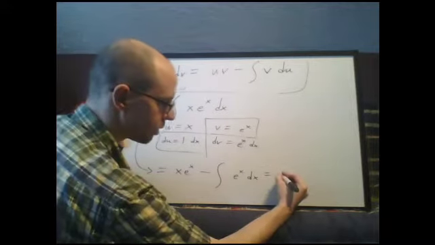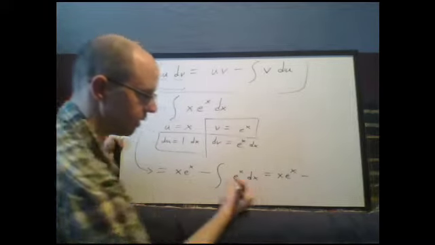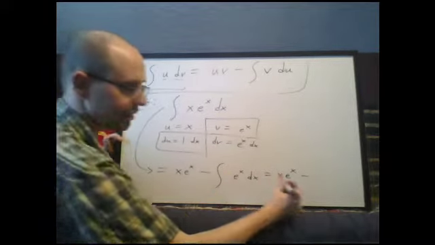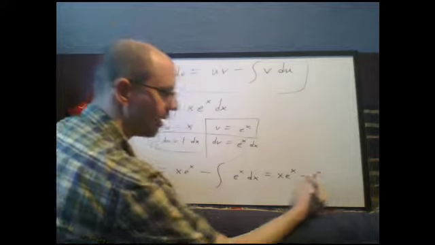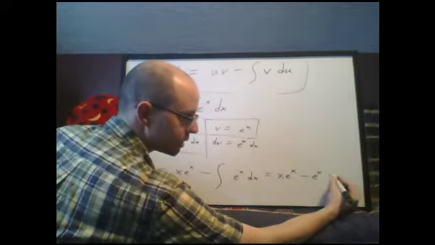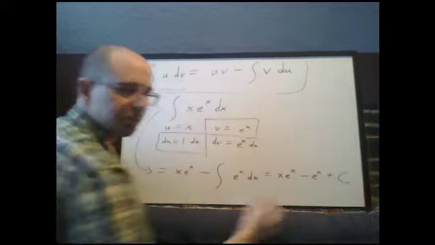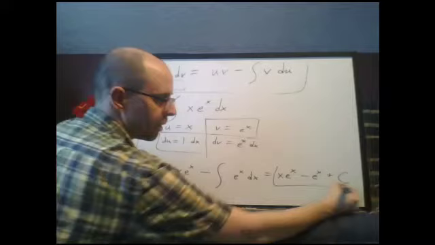X e to the x is already done, minus the integral of e to the x. Integral of e to the x is still e to the x. And once we finish that last integral, and there's no more integral symbols to deal with, then we stick on our plus c if it's an indefinite integral. And so that's my final answer.